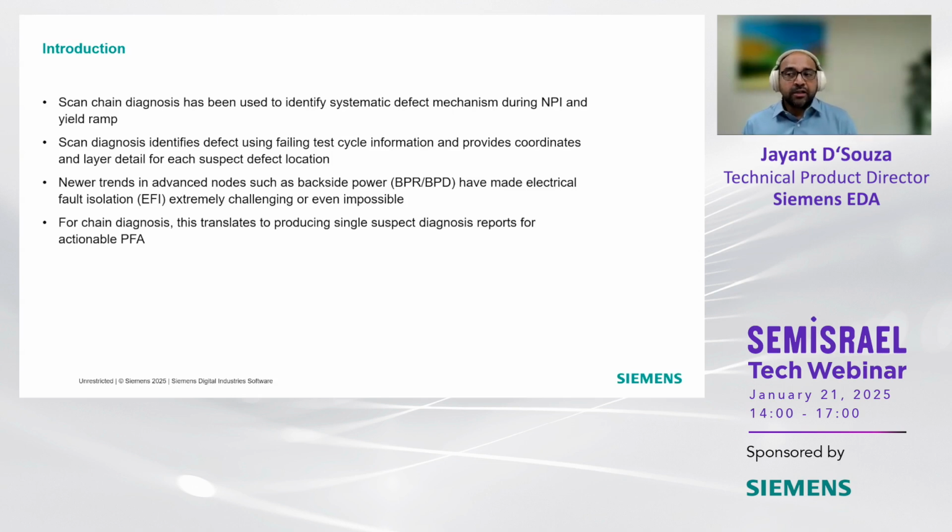Now, newer trends in advanced nodes, things like backside power down, backside power rail, sometimes referring to the same technology, have made electrical fault isolation extremely challenging and maybe even impossible in some cases. So for chain diagnosis, what this translates to is a requirement to produce a single suspect diagnosis report so that actionable physical failure analysis can actually be performed.